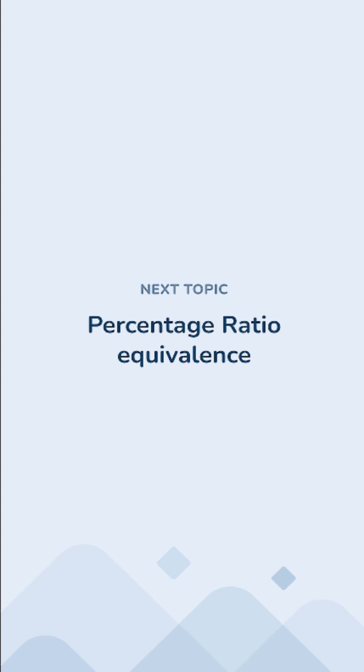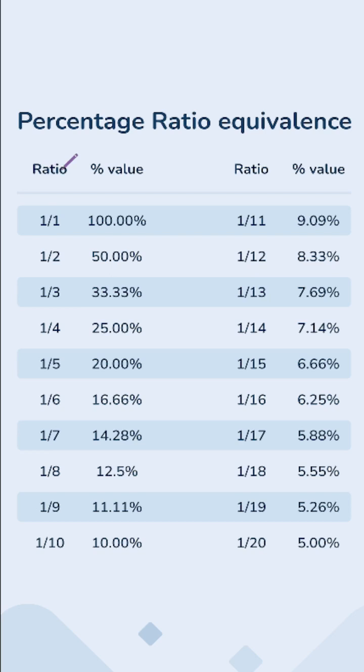Now let us understand a few things about percentage ratio equivalence. Here we are presented with a table of a few fractional values all the way from 1 by 1 till 1 by 20 and the equivalent percentage values. For example, 1 by 1 we all know is 100%, 1 by 2, which is also called half, is nothing but 50%. Similarly, the values like 1 by 3, 1 by 4 are all given in their percentage values as well. It is advised that one should remember all the values of fraction and the percentage equivalence till 20.